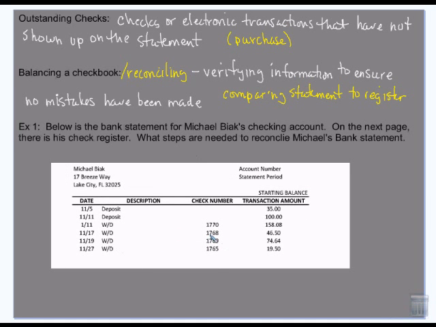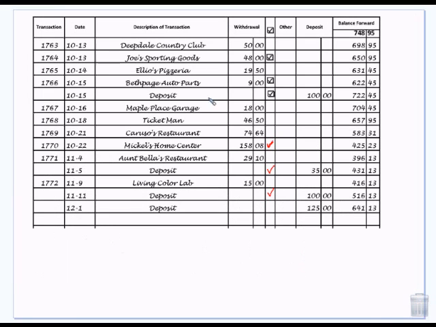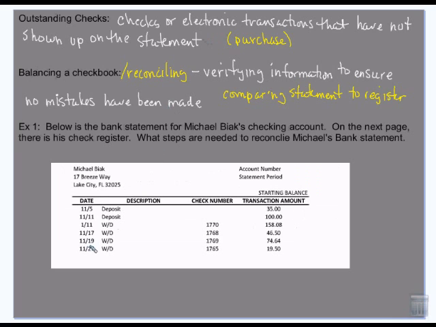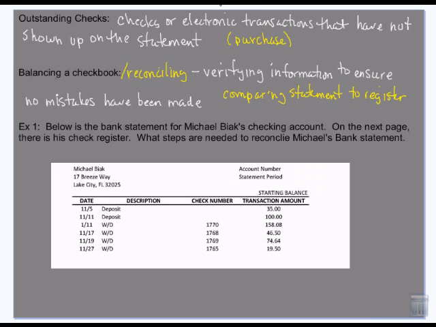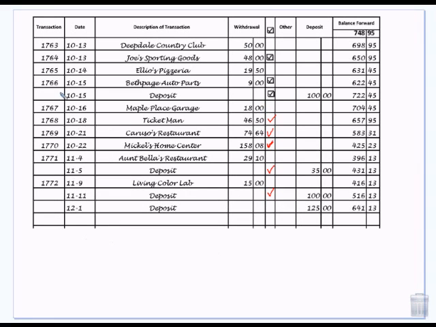Check number 1768 for $46.50. So 1768, $46.50. 1769 for $74.64. That matches. And then 1765 for $19.50. 1765, $19.50. Okay, so now what I have, this, and this, these are not cleared yet. So they're not showing up on the statement.